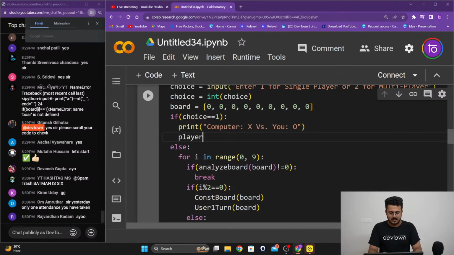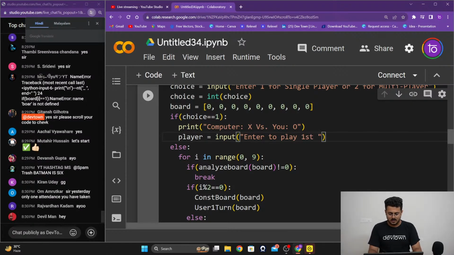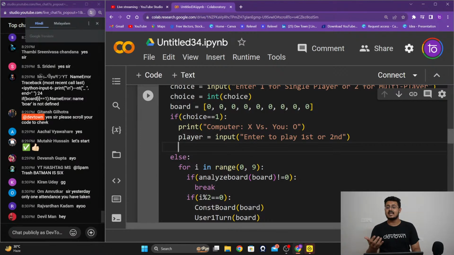So player is equals to input. Okay, and the input we have to take: enter to play first or second. Okay, as simple as that. So if he enters one, then he wants to play first. If he enters two, then he wants to play second, guys. As simple as that. The next thing that we have to do is, it's a string. We need to convert it into an integer, guys. Simple. So player is equals to int.